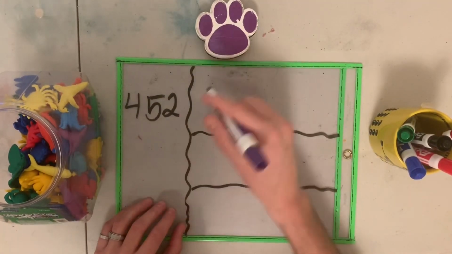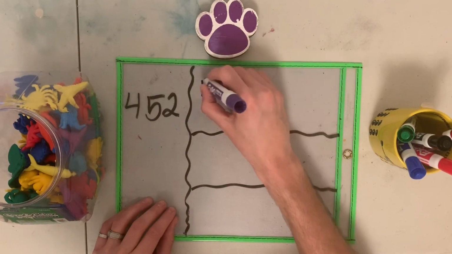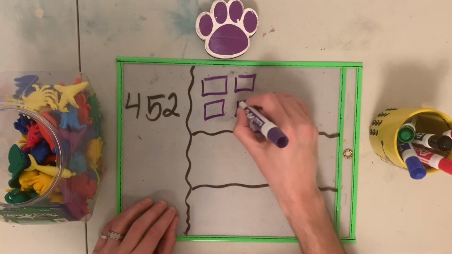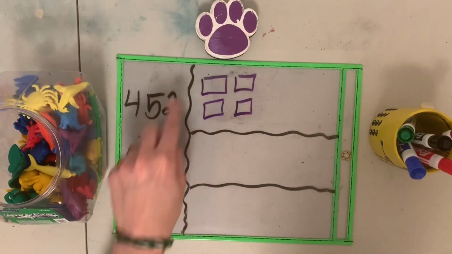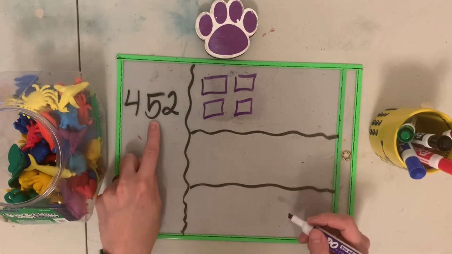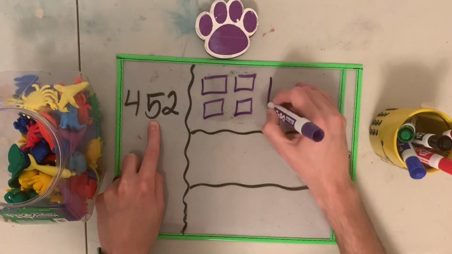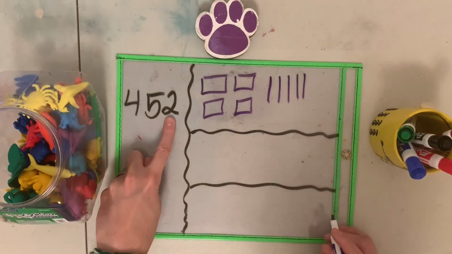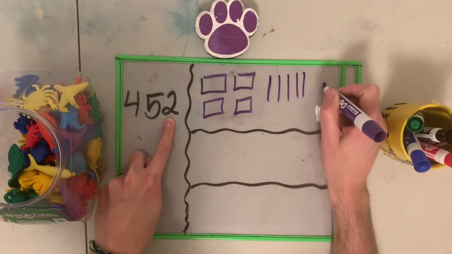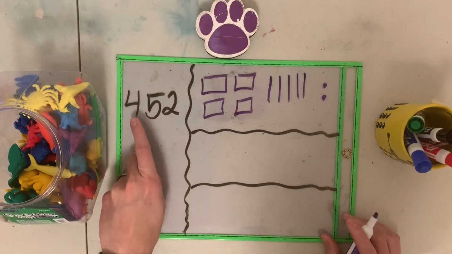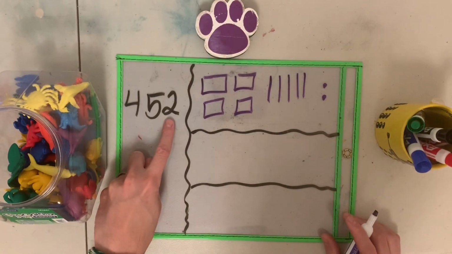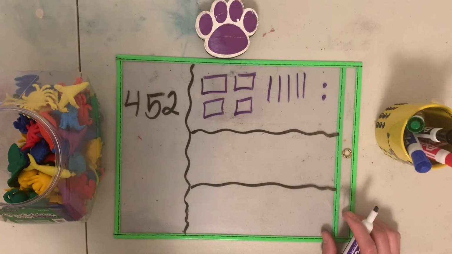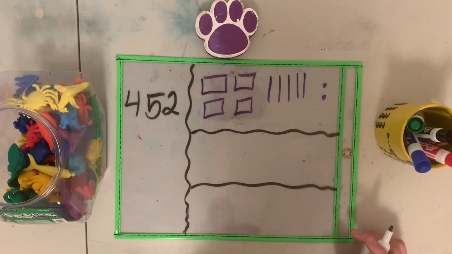So we have 400. So I need to draw 4 squares. Tenemos 4 cuadrados because this is 400. 5 tens. 1, 2, 3, 4, 5. And 2 ones. 1, 2. So we have 452. This is the same number that we had to do yesterday in our homework.